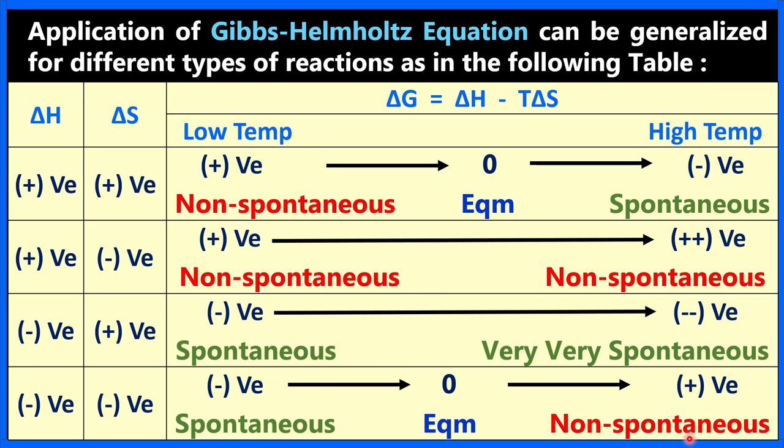Therefore, we can predict the spontaneity and equilibrium of a reaction at different temperatures by the Gibbs Helmholtz equation.